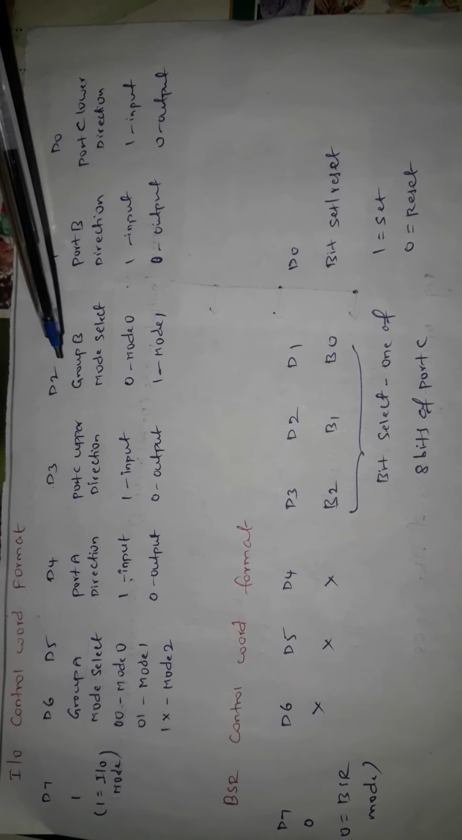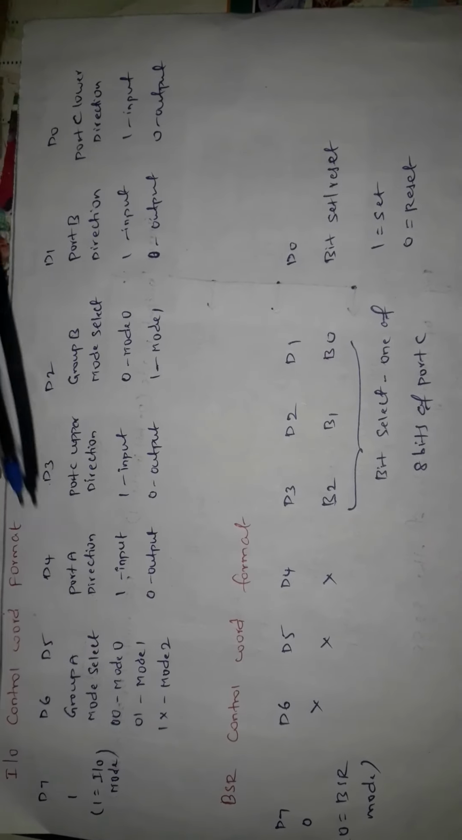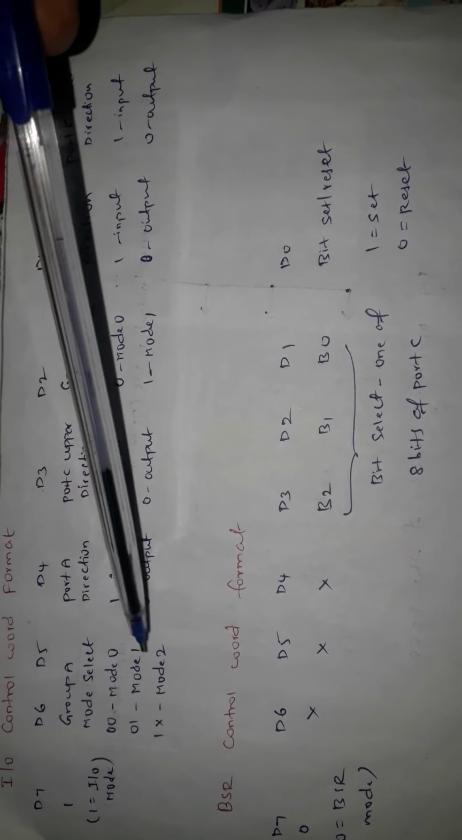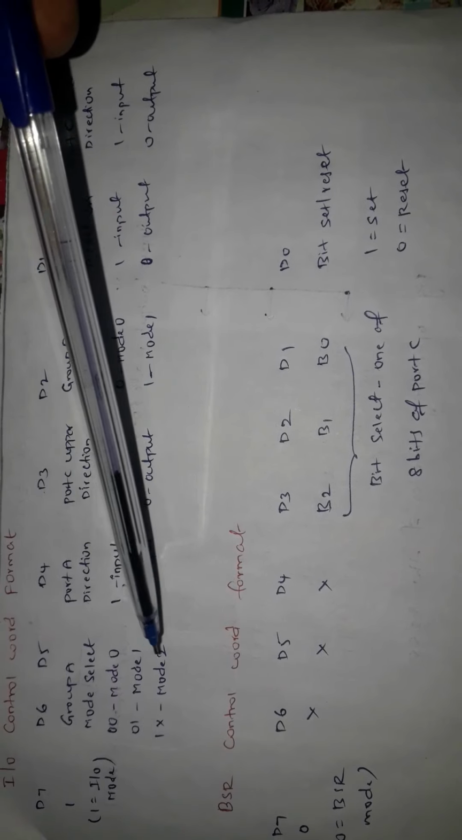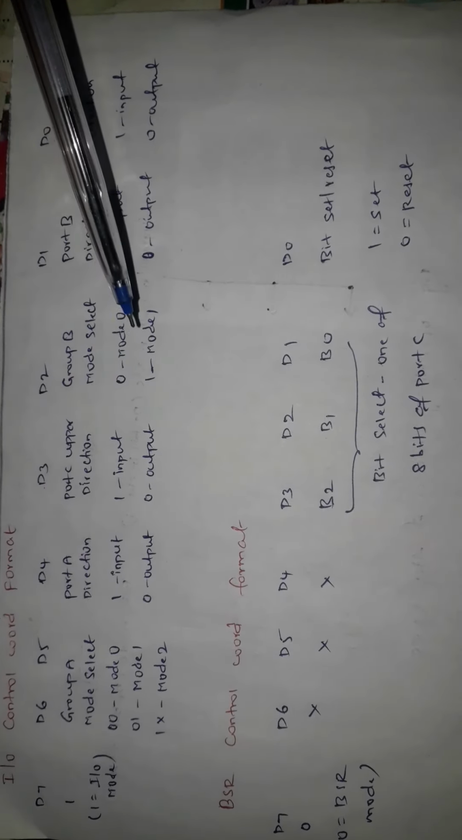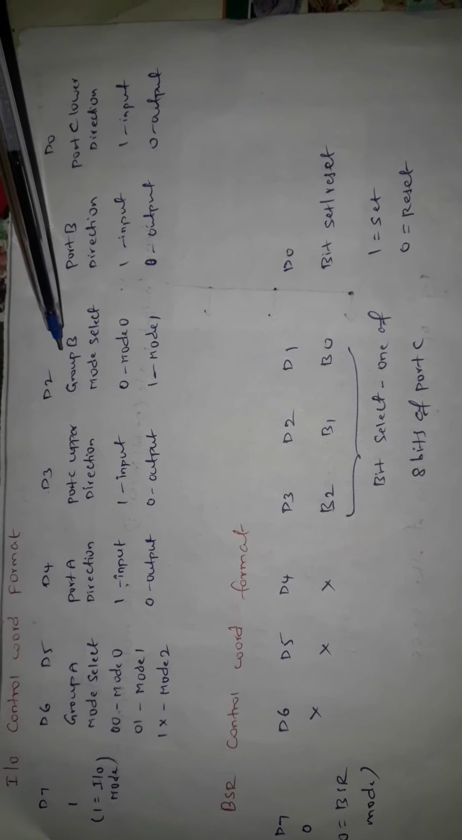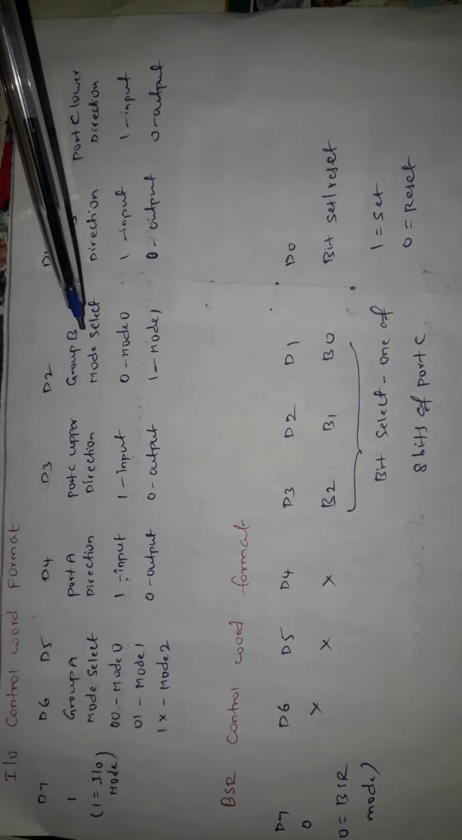Only one bit is used to select group B, whereas 2 bits are used to select group A, because in group A we have 3 modes of operation: mode 0, mode 1 and mode 2. But for group B only 2 modes are possible. One is mode 0, another one is mode 1. No mode 2 operation is available for group B registers.